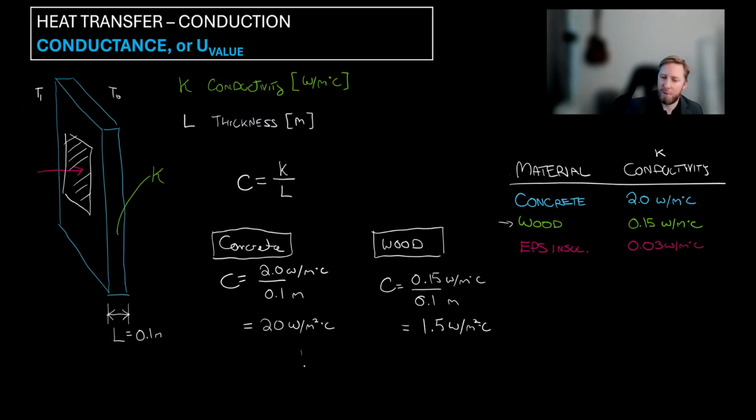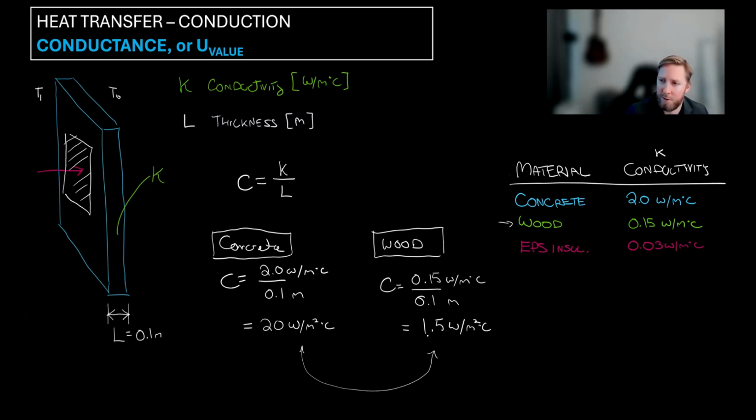So if we compare the two, wood and concrete, we see that the wood has a significantly lower conductance or U value. The concrete has a high U value for conductance, the wood has a much lower one. And this indicates that a wall made out of wood would be more than 10 times more efficient. It would lose significantly less energy due to heat loss than the concrete wall. And that's what the conductance can tell us.